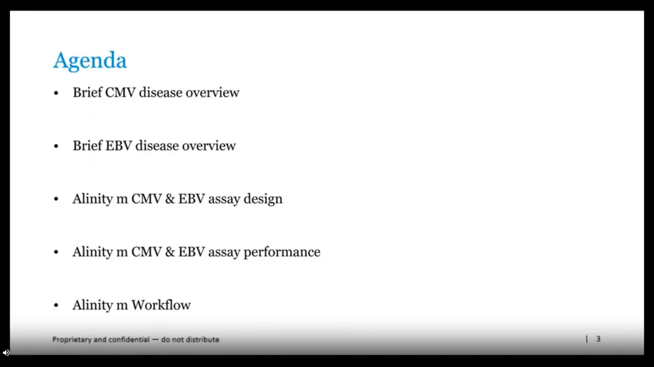So what are we going to try to cover today? We're going to do brief descriptions of diseases caused by both CMV and EBV. We're going to talk about the design of the Alinity M assays for these two viruses. We're going to talk a lot about the performance characteristics of the two assays. And finally, we're going to focus on some of the advantages that the Alinity M offers in terms of laboratory workflow.